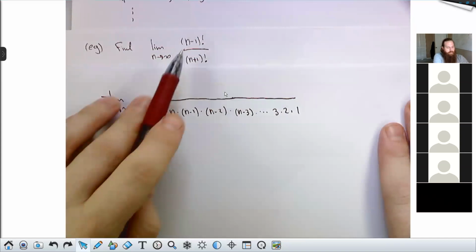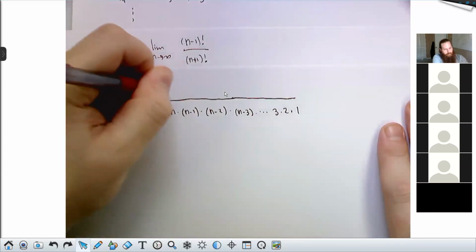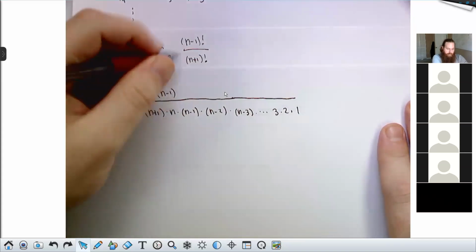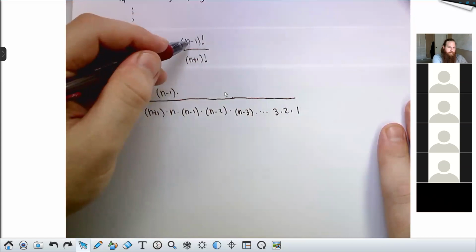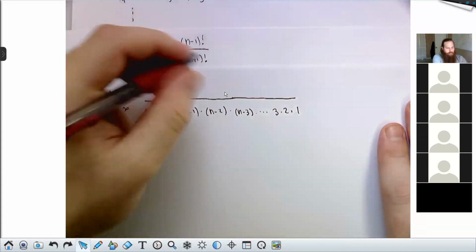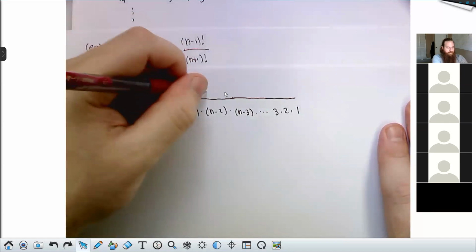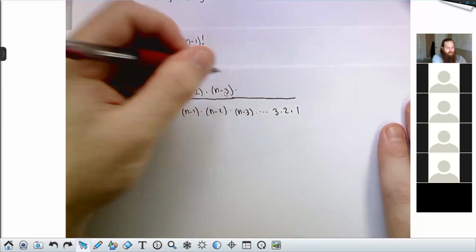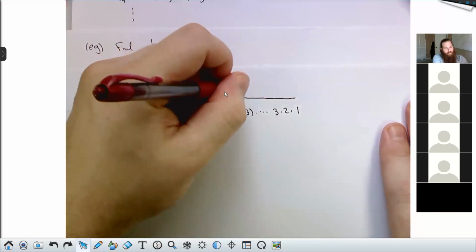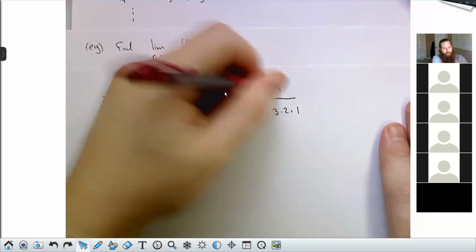So what is n minus 1 factorial? Well, that's going to be n minus 1, that thing itself, times what's the thing right below n minus 1? What's the next smallest number? Well, that's n minus 2 times, and then the next smallest number, that's n minus 3 times, and then the next smallest number, all the way down to 3 times 2 times 1.